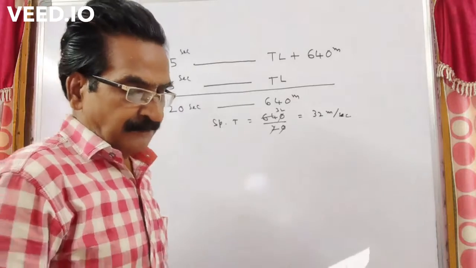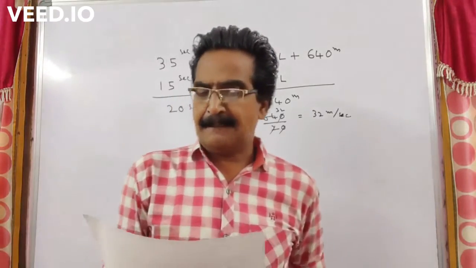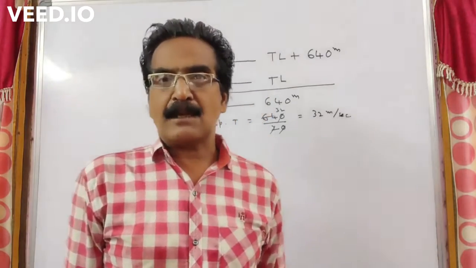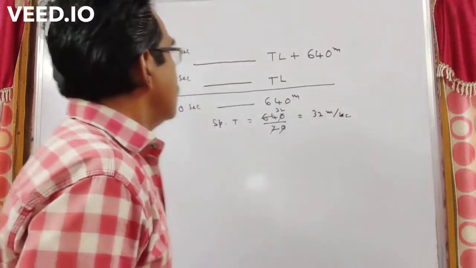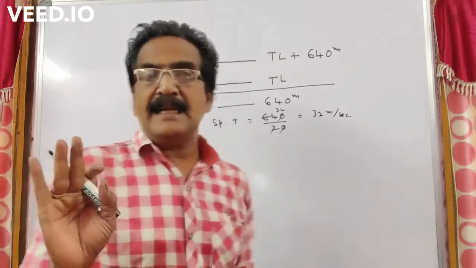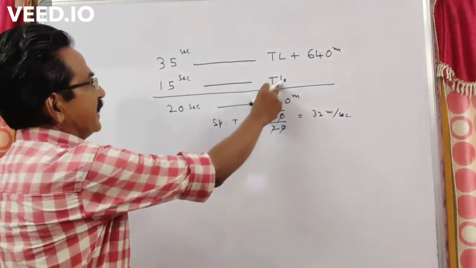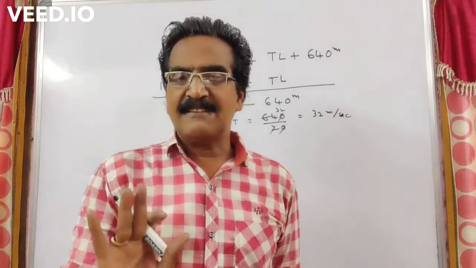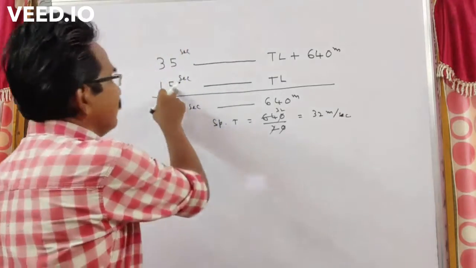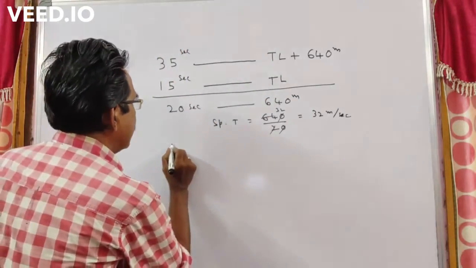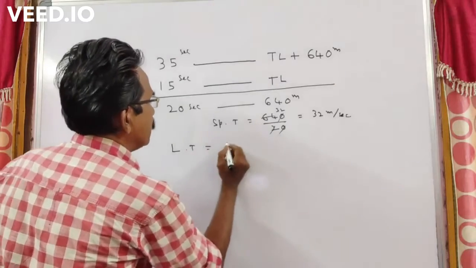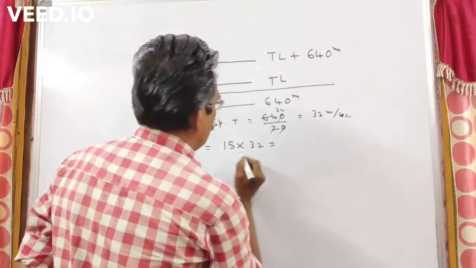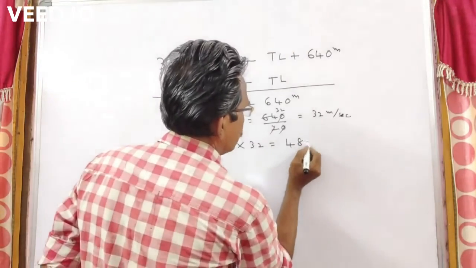Now we want what will be the time taken by the train to cross a platform of 1280 meters long. See friends, first you have to find the length of the train. Length of the train is equal to the distance traveled in 15 seconds. So length of the train is equal to 15 into 32, that is equal to 480 meters.